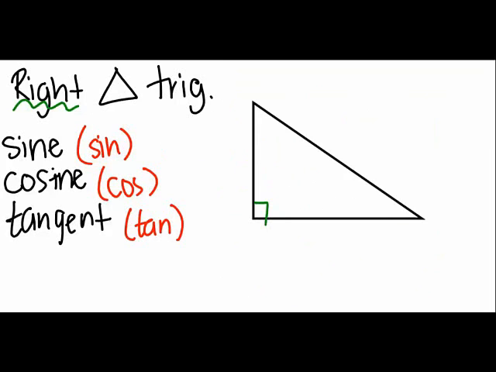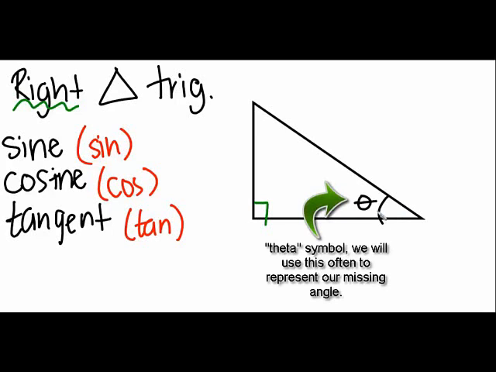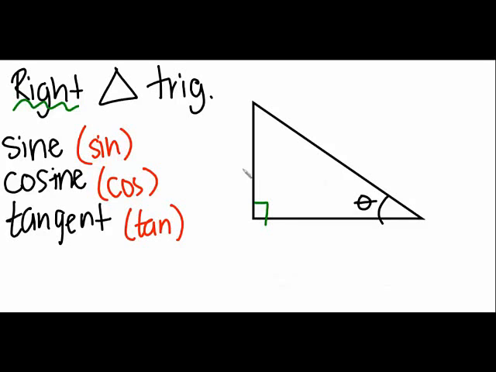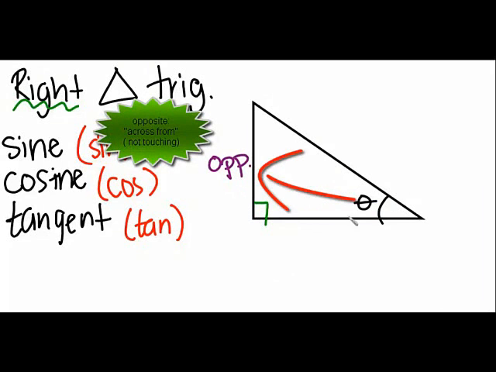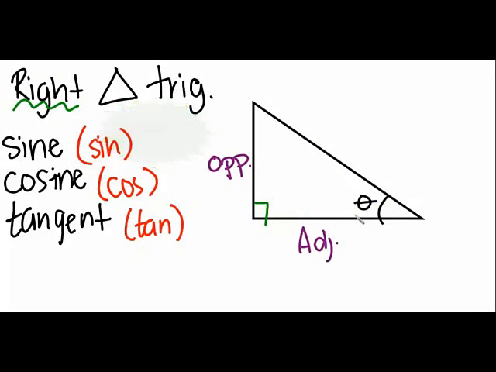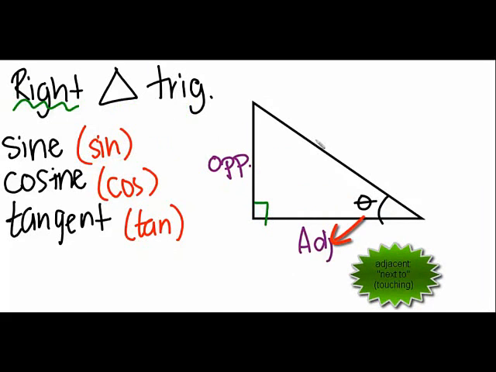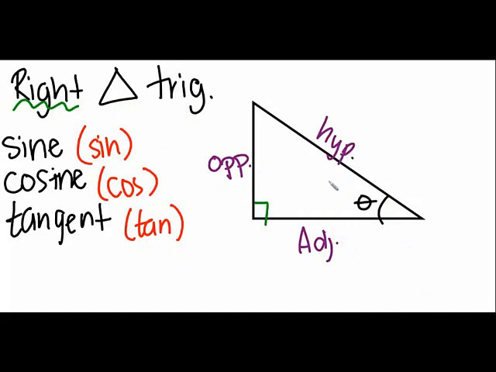Okay, so we have our right triangle. You're going to have a reference angle. We're going to use theta to represent that. Theta is this Greek symbol, just a circle with a line through it. From whatever angle you're looking for, which we'll call your theta, you're going to label the three sides of the triangle. You're going to have an opposite side, so wherever your angle is, opposite that angle. Adjacent, remember, adjacent means next to. And then of course across from your 90-degree angle is always your hypotenuse.